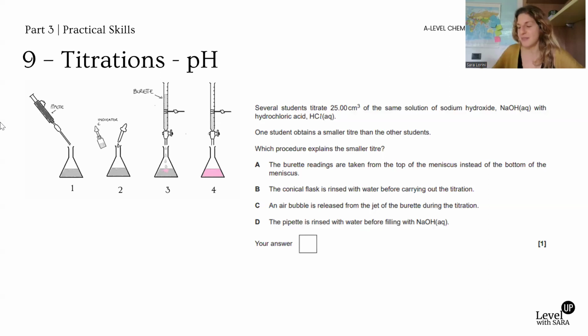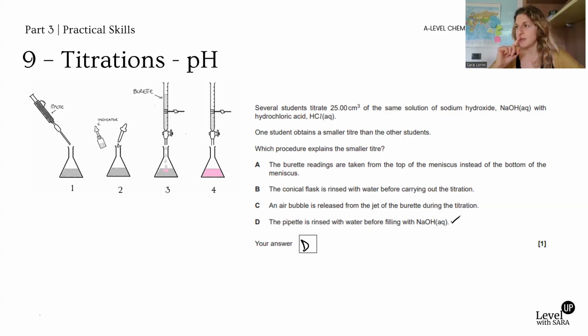I know this is a tricky one. So the correct answer is D. Now, let's think about it. First of all, the smaller titer doesn't mean that you have a more concentrated or more diluted solution.